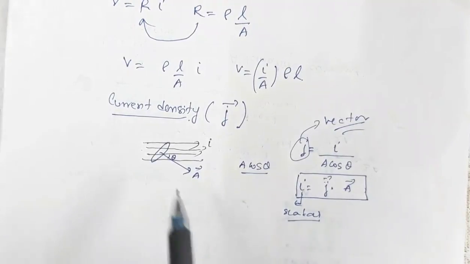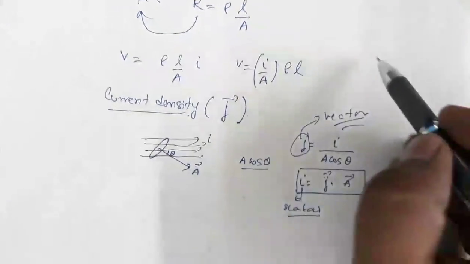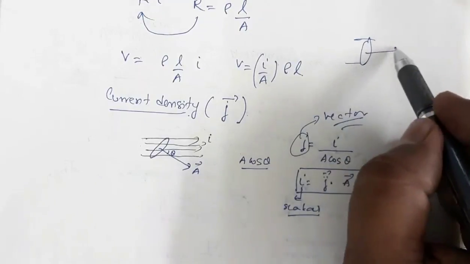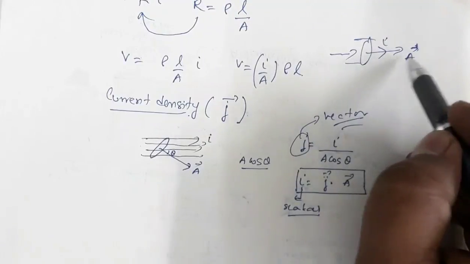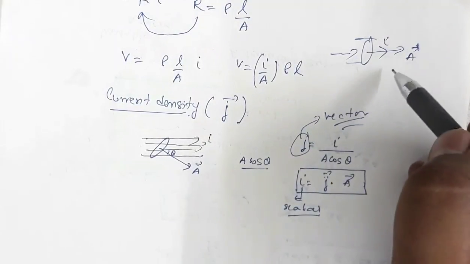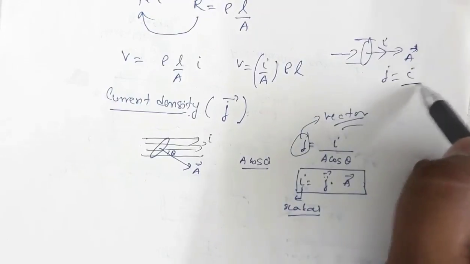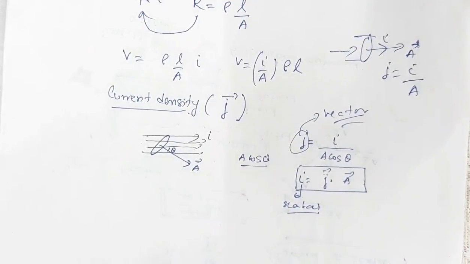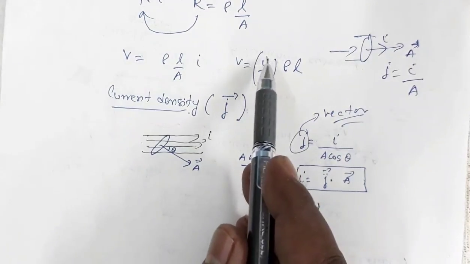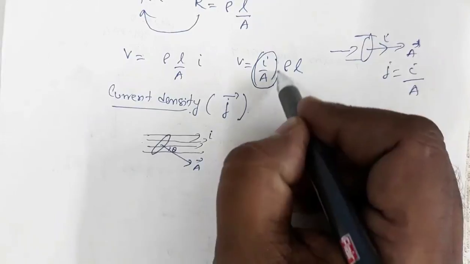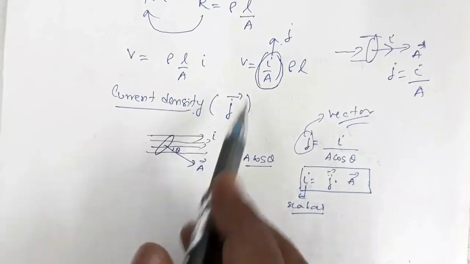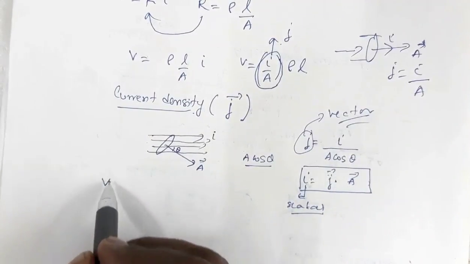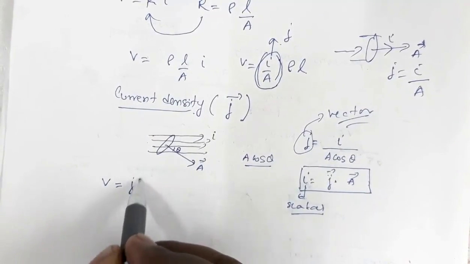For a normal conductor, the area vector will be in this direction, and current will also flow in this direction. So in such simple cases, current density is simply current per unit area. So this I by A can be replaced by current density J, so I can write this expression as V is equal to J rho L.